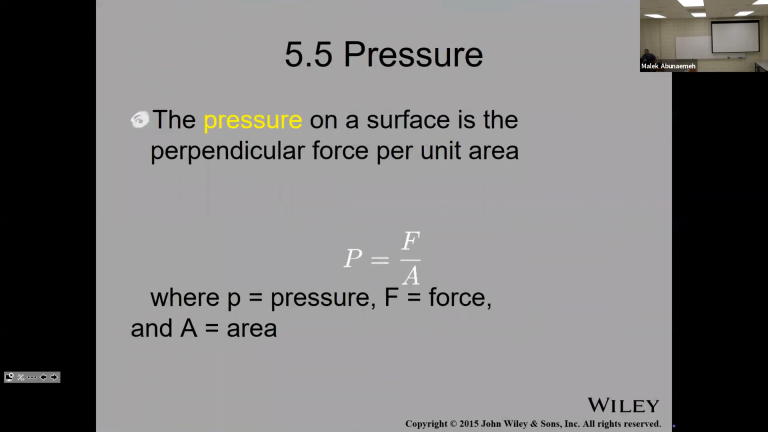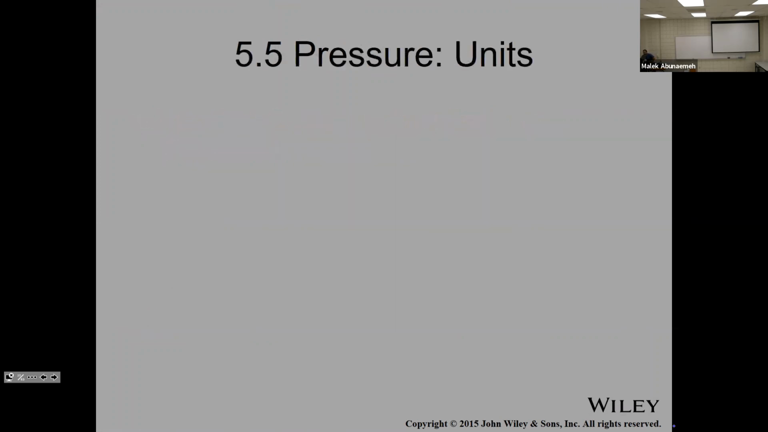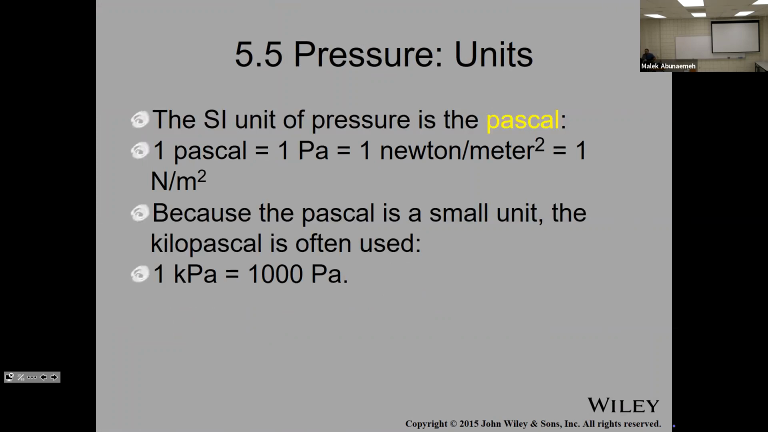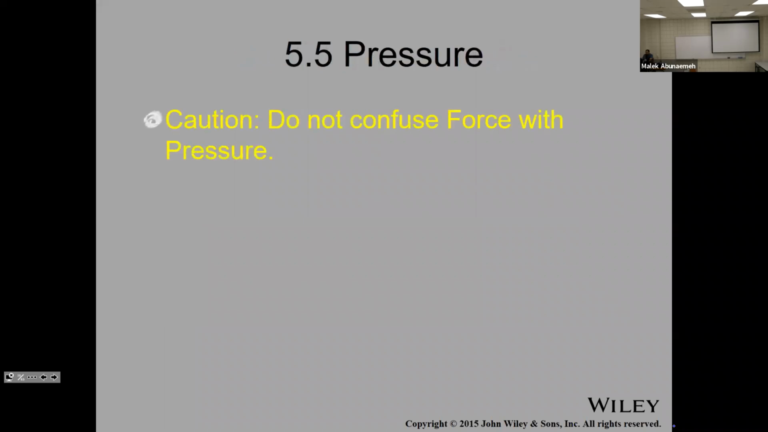So again, your pressure on a surface is a perpendicular force per unit area, which is F over A. Your force is in newtons, your area is in square meters, so it's force per square meter. Again, do not confuse force with pressure. Your pressure is how much force you exert on something per area.